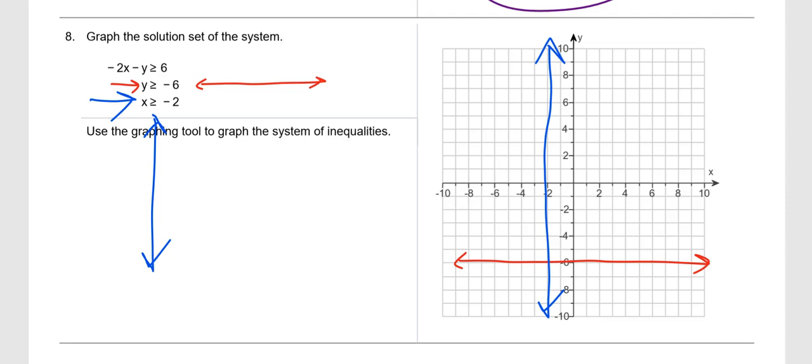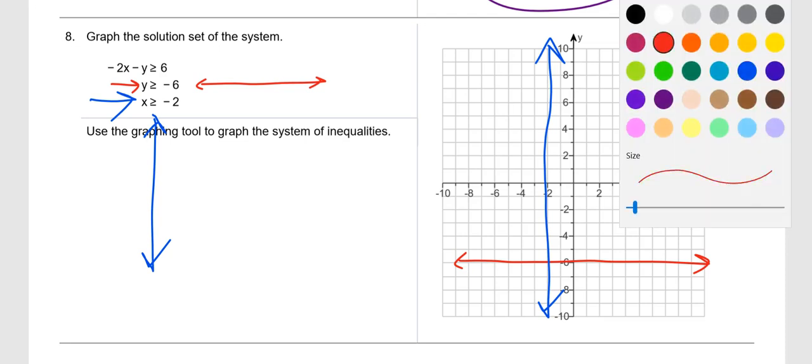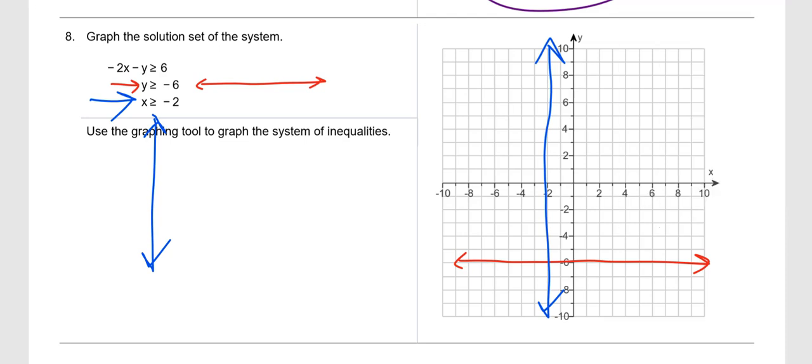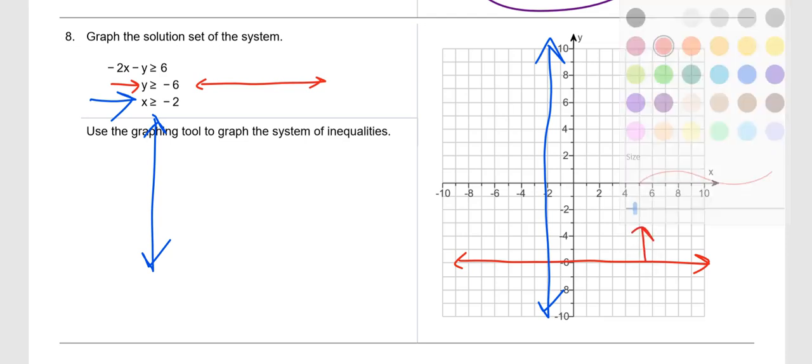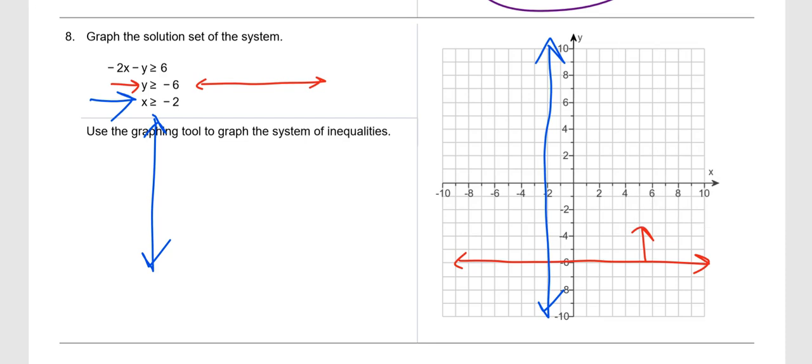Which way should we be shading? I guess I should have asked this question on the original one, on the red one. Above the red line or below the red line? Y is greater than. Do we want above the red or below the red? Above. So what about the blue? Do we want to the left or to the right? It says x is greater than. To the right. You notice I put a few arrows on there so now I know I'm focused on the upper right corner here.